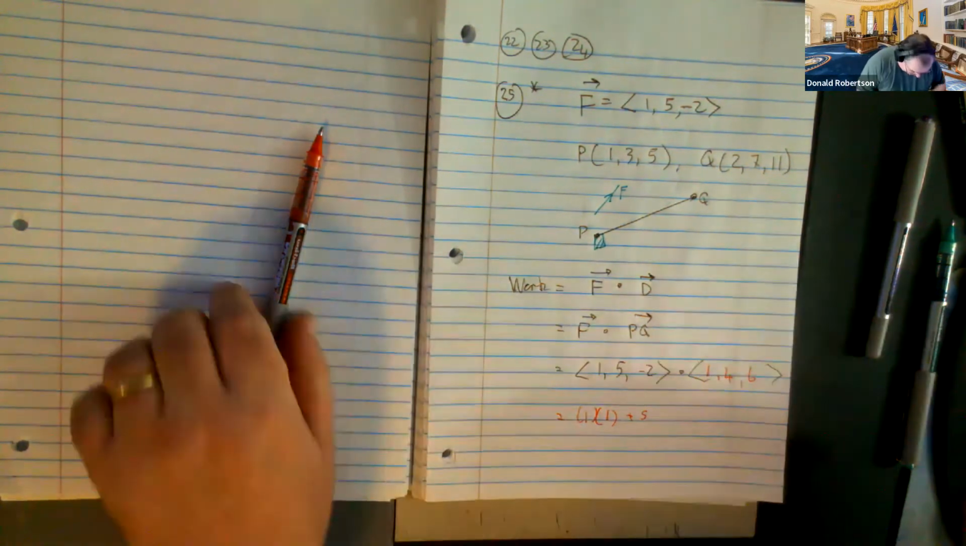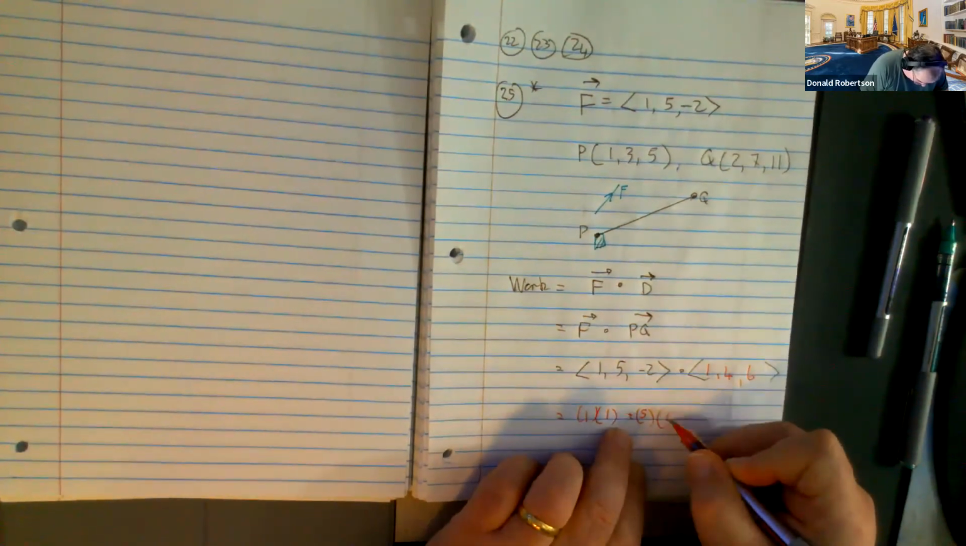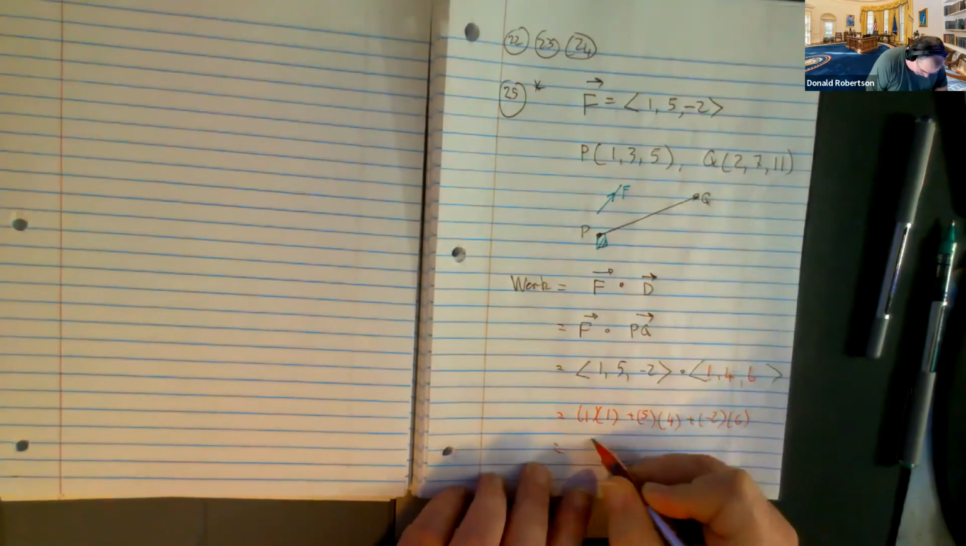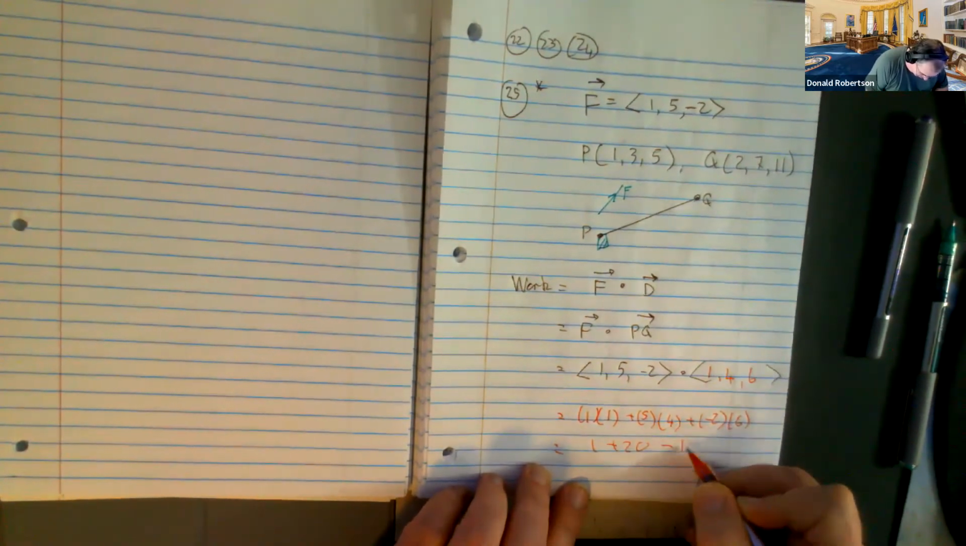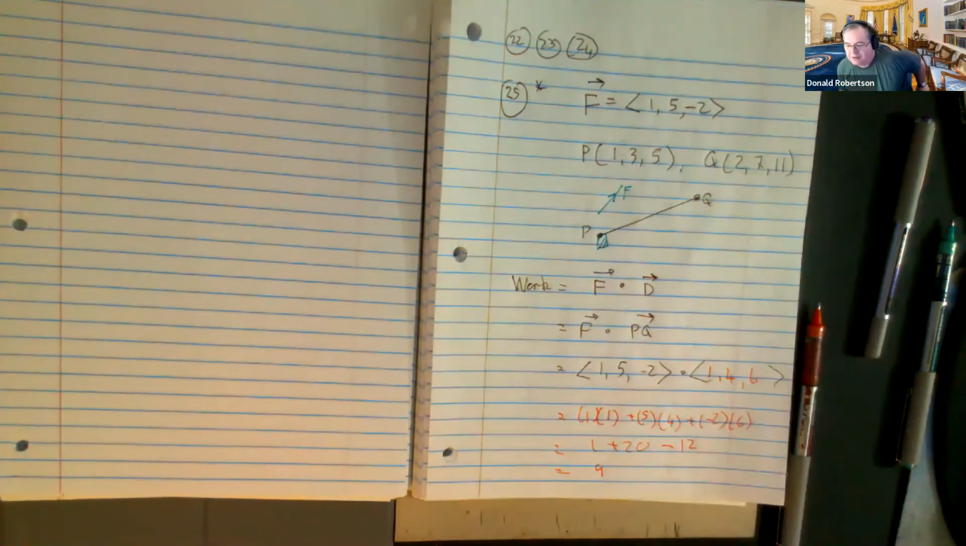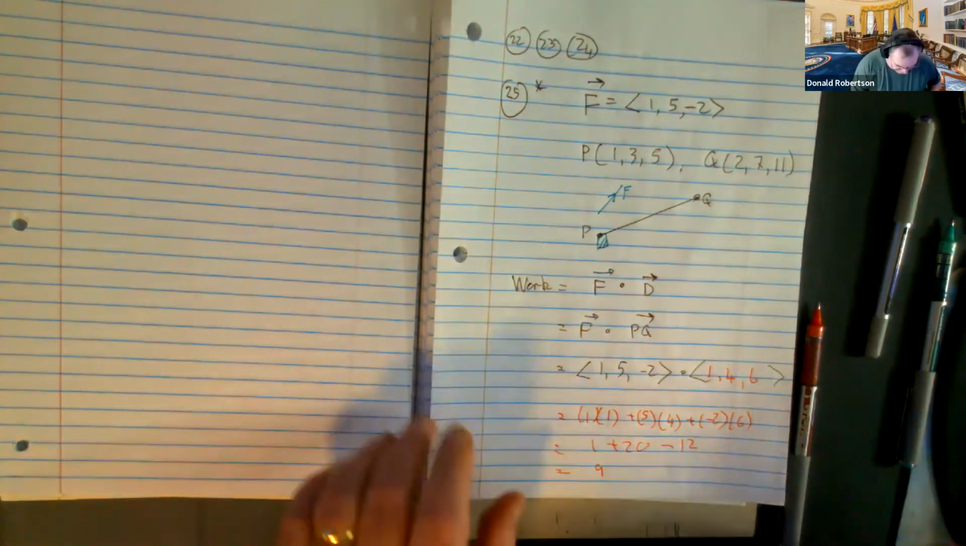That's it. Okay, 5 times 4, negative 2 times 6, 1 add 20, take away 12. I believe that's 9, so the work done was 9. Hopefully you'd done that while I was gone.